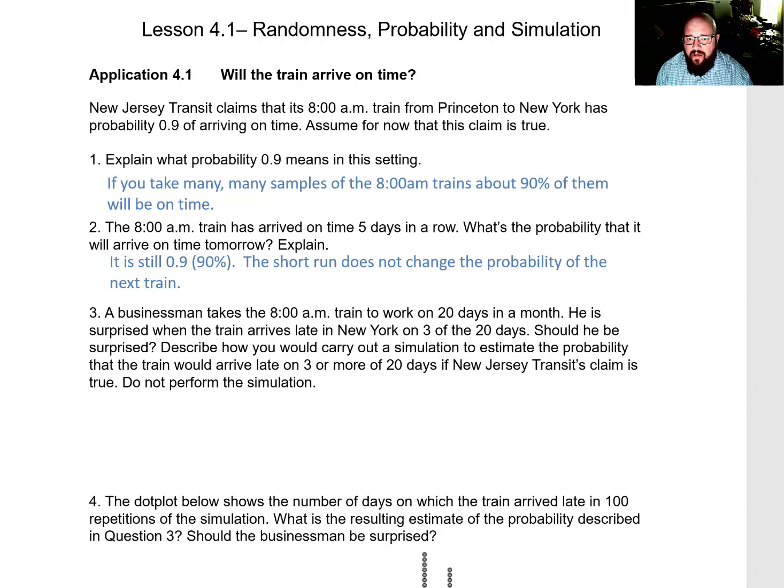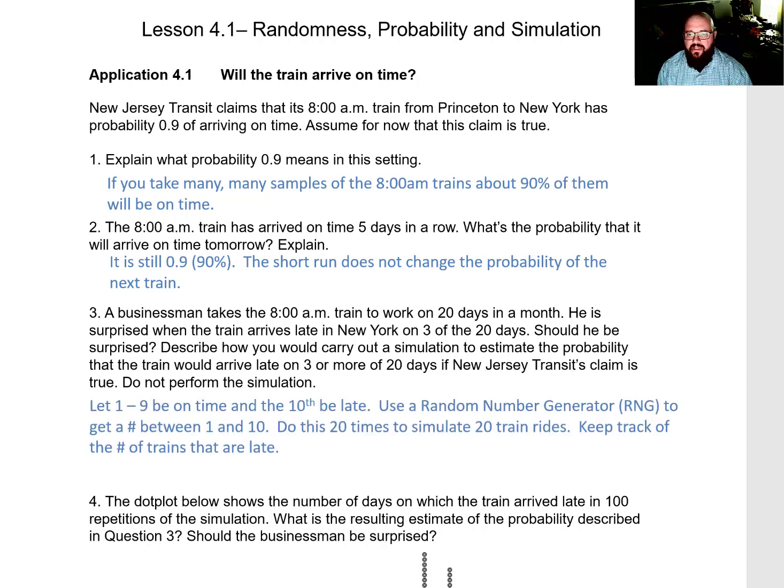So now, on number 3 here, it says a businessman takes the 8 a.m. train to work on 20 days in a month. He is surprised when the train arrives late in New York on 3 of the 20 days. Should he be surprised? Describe how you would carry out a simulation to estimate the probability that the train would arrive late on 3 or more of the 20 days if New Jersey Transit's claim is true. Do not perform the simulation. So I don't want to perform the simulation, but just talk about how it should play out.